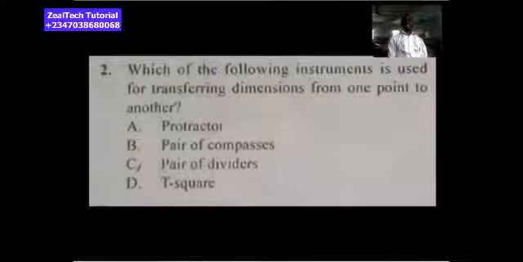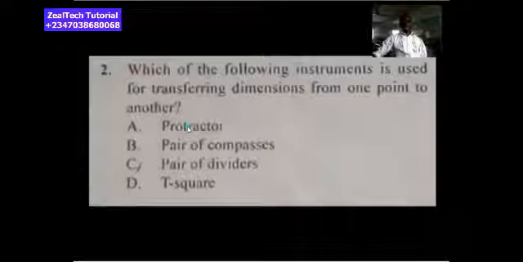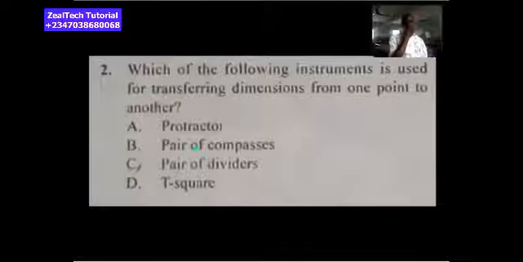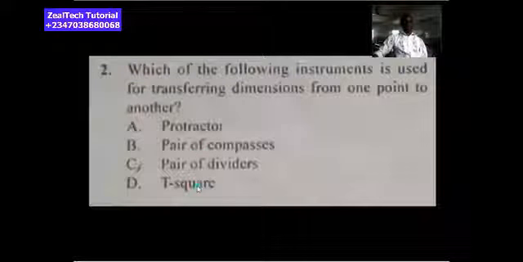Which of the following instruments is used for transferring dimensions from one point to another? The correct answer here is C, pair of dividers. Protractor is used for constructing angles. Pair of compasses is used for constructing curves, radius, circles, and the rest of them, even though sometimes we use it to transfer measurement. While T-square is primarily used to draw horizontal and vertical lines. So in this question, the correct answer is C.